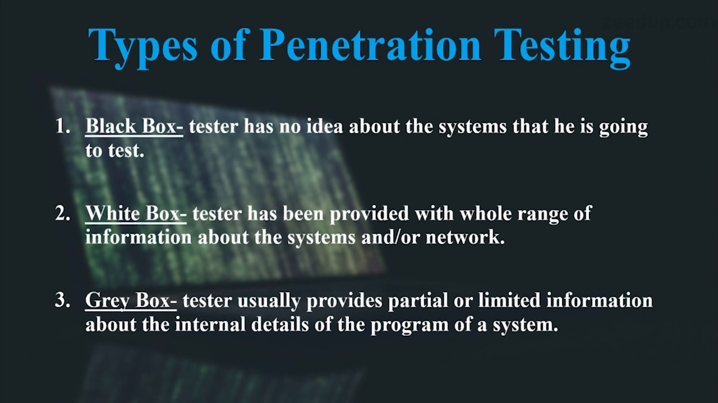Third is gray box. So what is gray box? Gray box testing comes when the tester is usually provided with partial or limited information about the internal details of the program of a system. So in gray box, the tester is provided with partial or limited information about the internal details of the program or the organization. So he will gather more information about the organization himself.